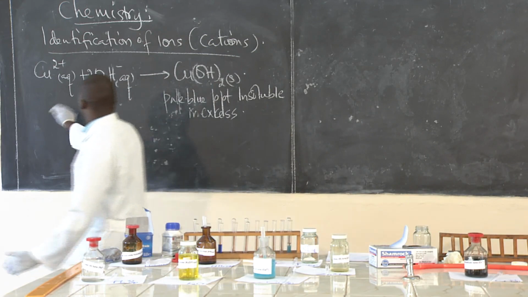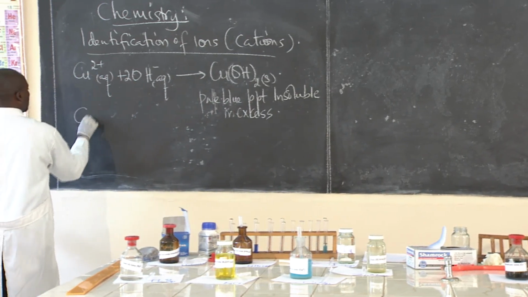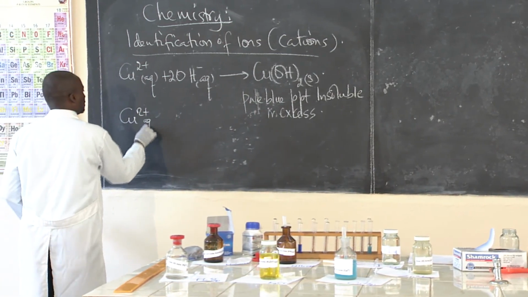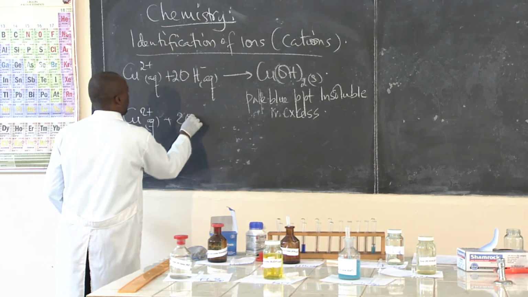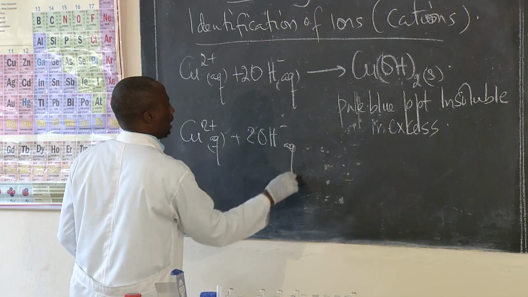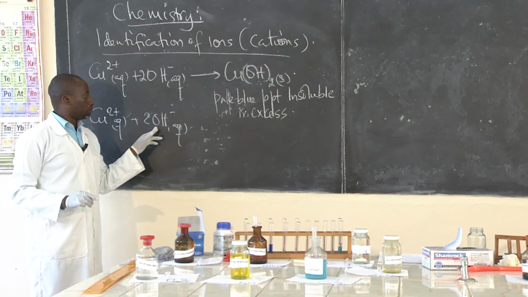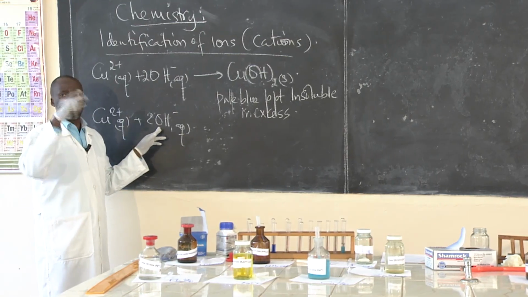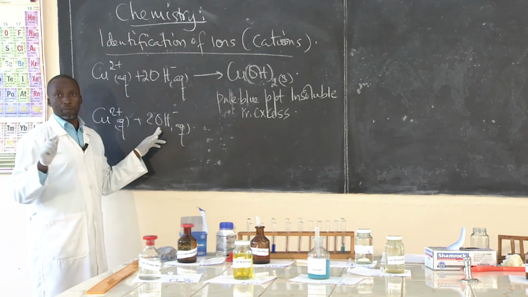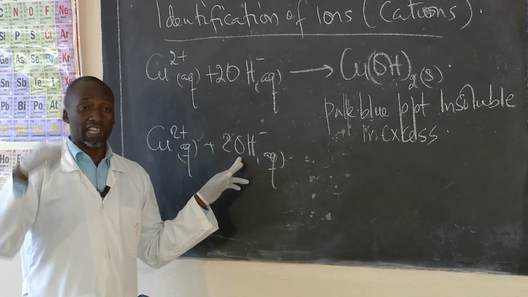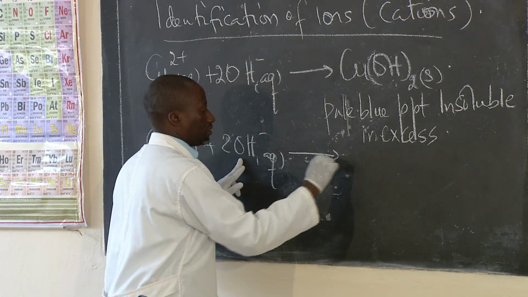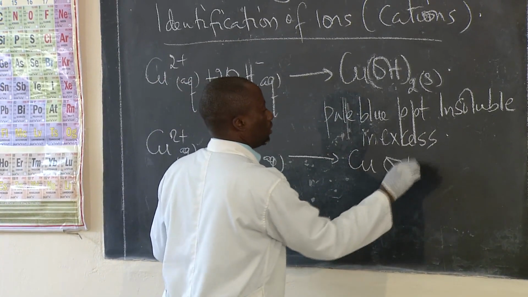So with ammonia solution, you're having copper 2 ions reacting with the hydroxide ions. Remember, the hydroxide ions are coming from ammonium hydroxide. You remember ammonium hydroxide is the same as ammonia. So this one gives the copper 2 hydroxide.